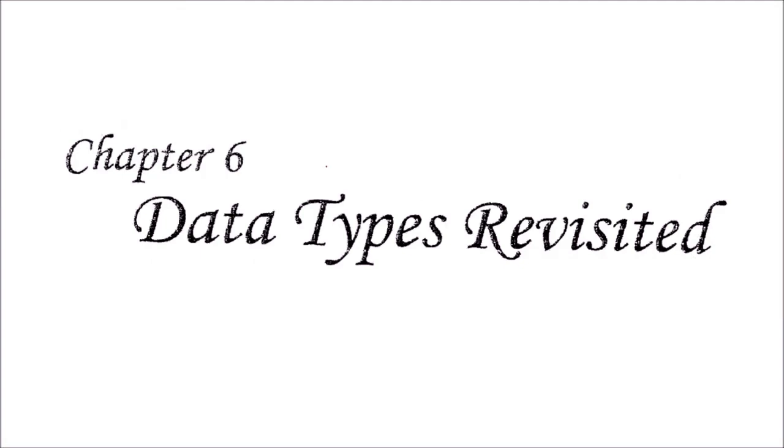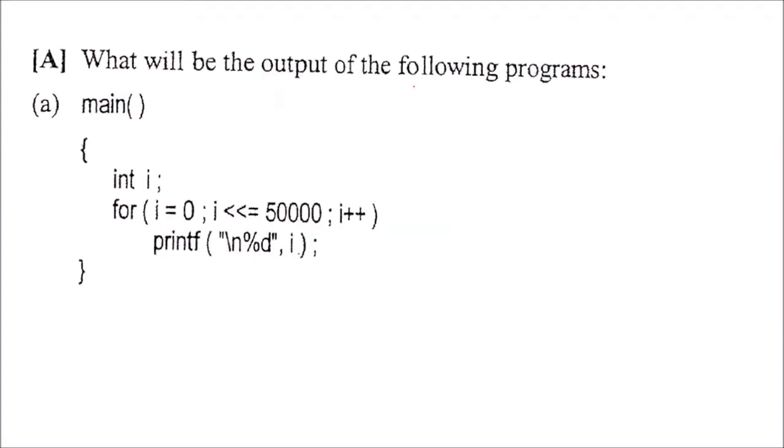This is data types revisited. First question is, what will be the output of the following program? This is less than. So I less than 50,000.